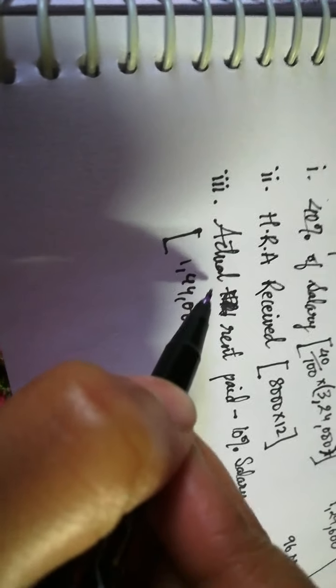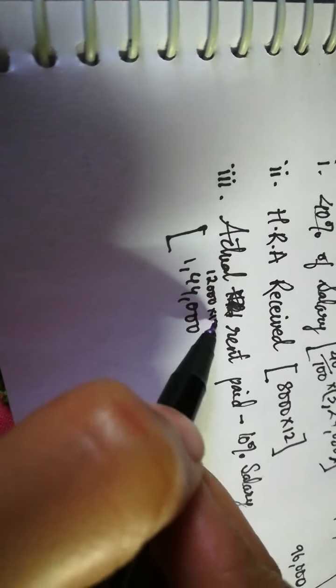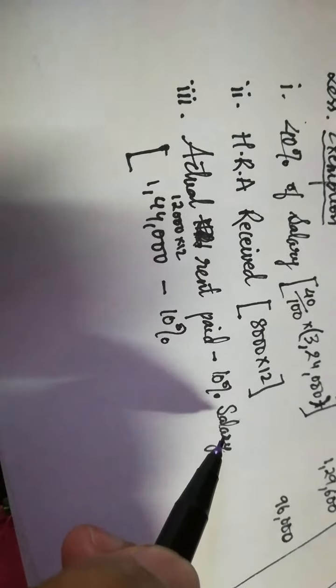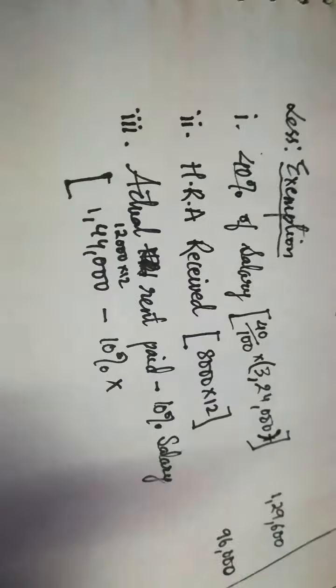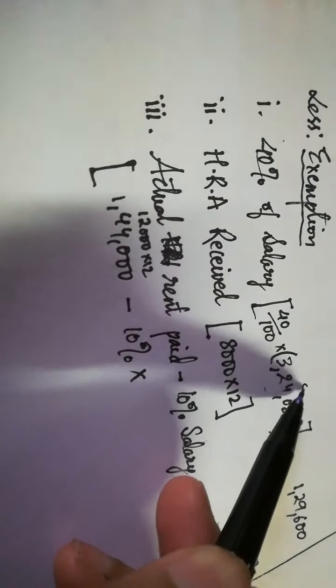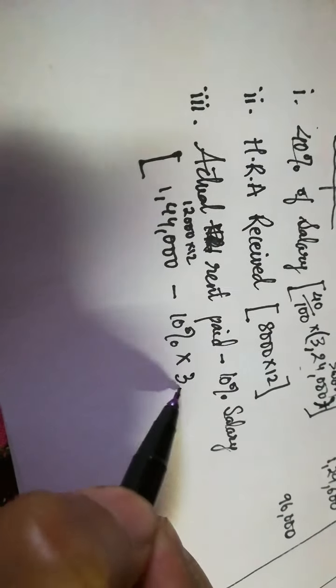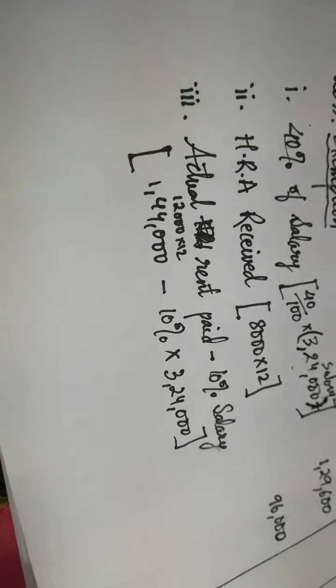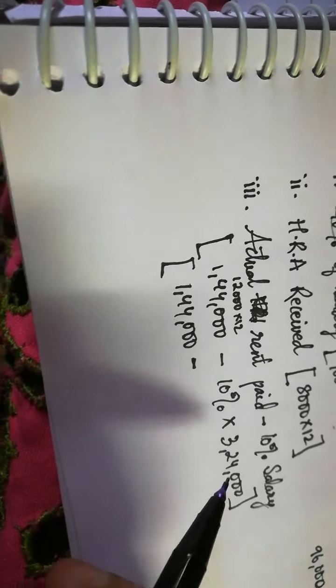So 12,000 into 12 will be 1,44,000. This calculation you can do in the calculator if you don't know. I'm just writing so that you'll not get confused. Actual rent he paid in the year is this much. Minus 10% of salary. Again, salary has to include DA and commission, but here nothing. So simply write down basic salary. Now you can do the calculation again, but we have already done the calculation, so why waste time? This is also salary, so we can write down here salary. Now let's do the calculation. This one keep as it is, minus 10% of 3,24,000 will be 32,400. Very simple. When they say 10%, you just have to remove one zero. Now let's subtract this too.